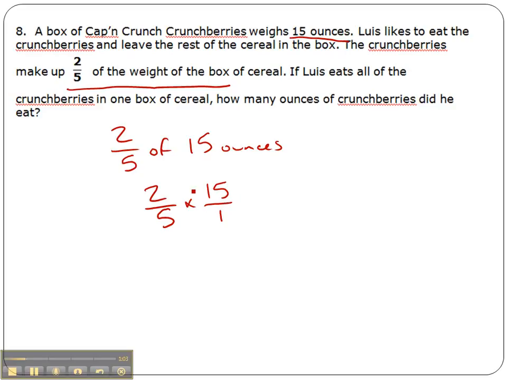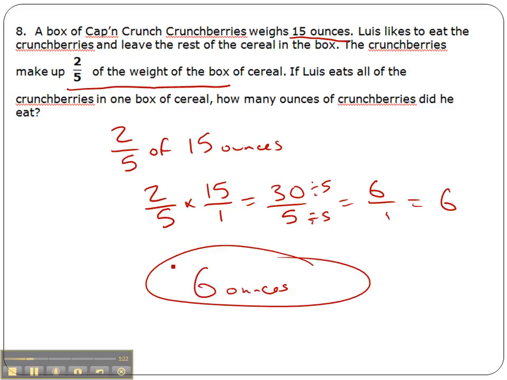Okay, so now multiplying tops times tops, bottom times bottoms, 2 times 15 is 30. 5 times 1 is 5. And simplify, divide by 5. We get 6 over 1, or 6. 6 ounces is the answer to this problem.